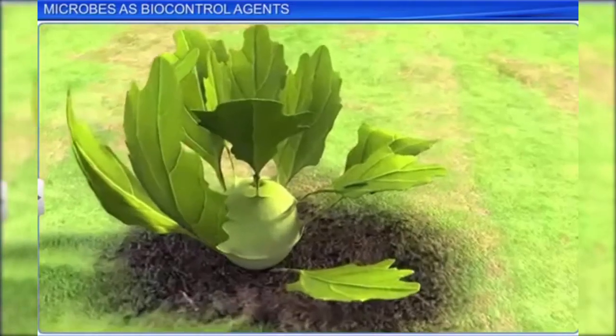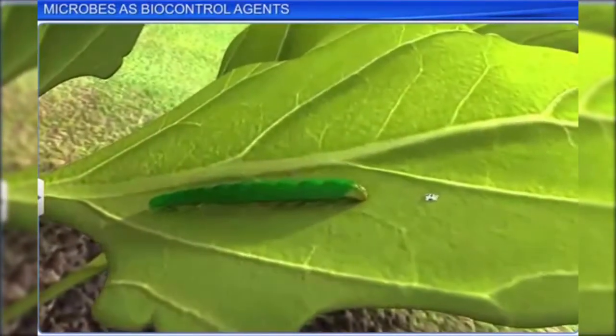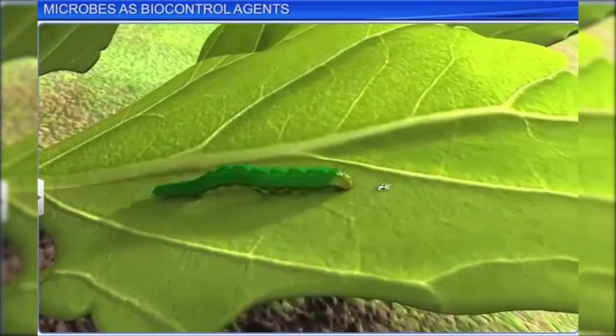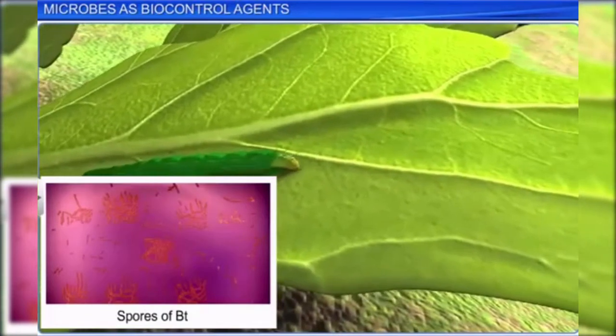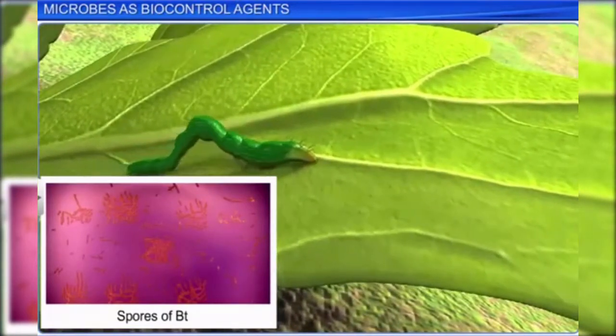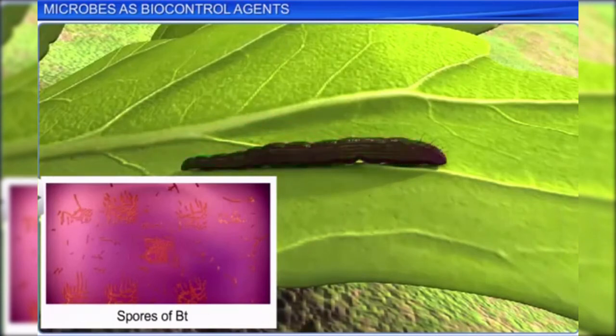When insect larvae consume the spores or crystals of this bacteria, the alkaline pH of their gut activates the cry-toxin present in the bacterial spores, which ultimately kills the larvae. These toxins in Bt are insect-specific and therefore do not harm other organisms.